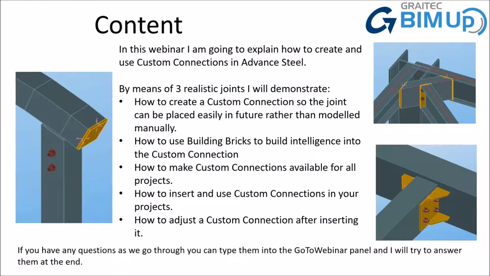How to use building bricks to add intelligence to your custom connections so it can adapt to a range of situations, a little bit like the main connections can. How you can make your custom connections available for any project. How to insert and use your custom connections in future projects, and how to adjust the custom connection after you've inserted it. So the whole range of how these operate.